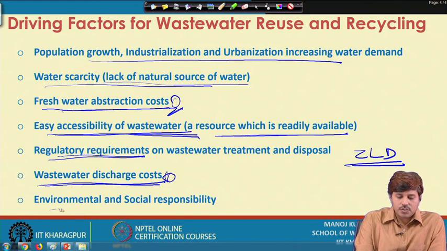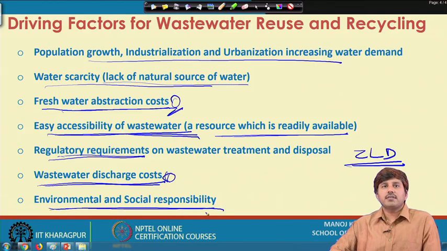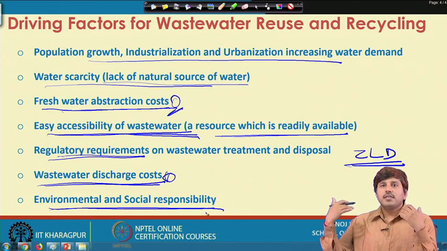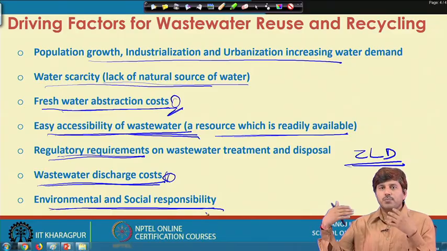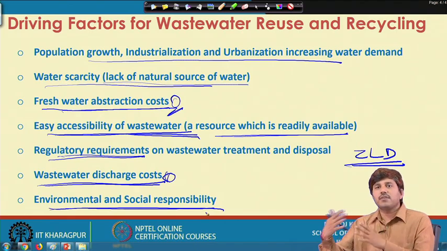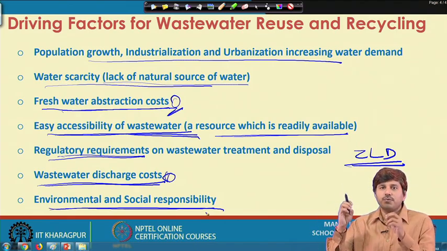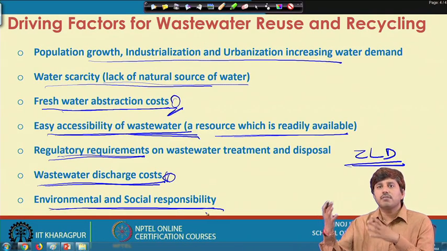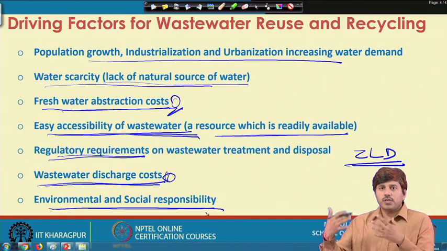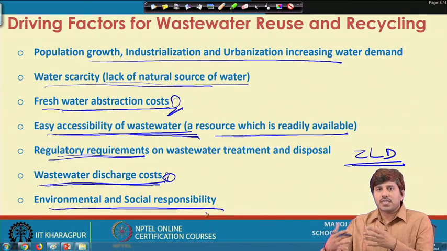Then there are environmental and social responsibilities, which is another driving factor for wastewater reuse and recycling. Often, various environmental agencies or NGOs come up with protests if some body is polluting water on a large scale. These days the media is quite active, so those issues get highlighted, and they also put pressure on the industries, and even government and public sector bodies, to go for treatment, reuse and recycling systems. So, there is this social responsibility of keeping the environment clean as well.